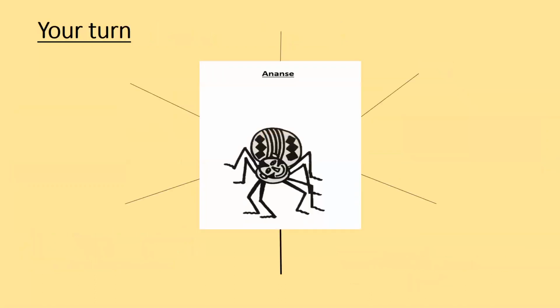Your turn now. You are going to draw Anansi. You're going to draw a spider web around Anansi's picture that you have drawn, and use a dictionary to find words that would describe Anansi's character. Don't forget to read the text to find out how he looks, what he says, and what he does in the text to get a better description of Anansi.